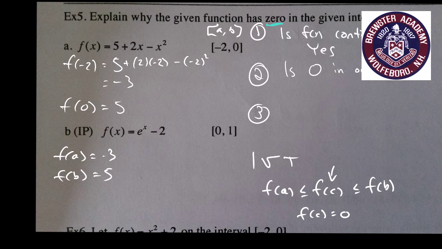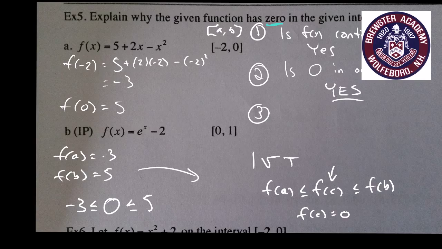So now we have f of a equal to negative 3 and f of b equal to 5. So if we plug this back into our intermediate value theorem, we know negative 3 is less than or equal to our f of c, which is less than or equal to 5. And if our f of c is equal to 0, is it true that negative 3 is less than or equal to 0, which is less than or equal to 5? Yes. So that means 0 is on our interval.